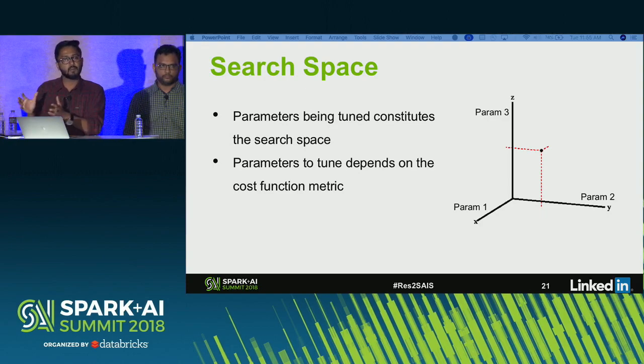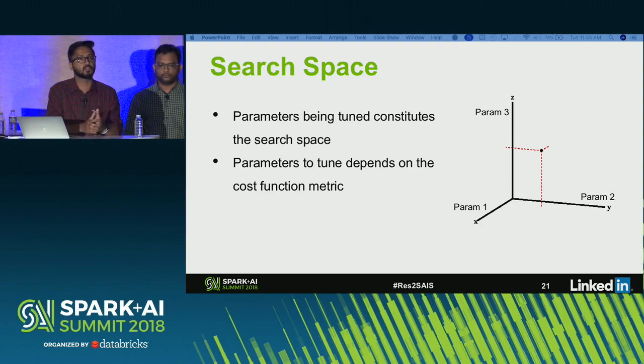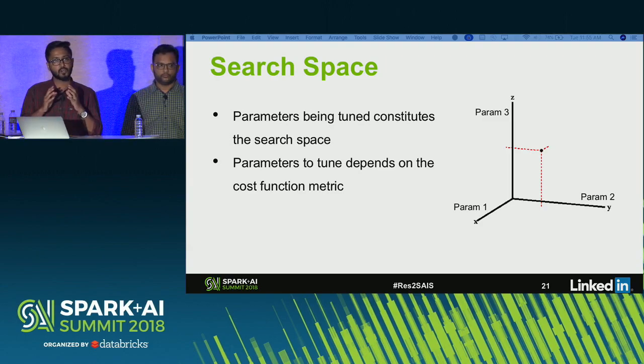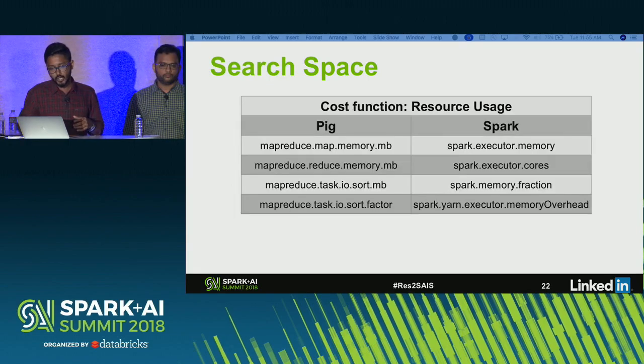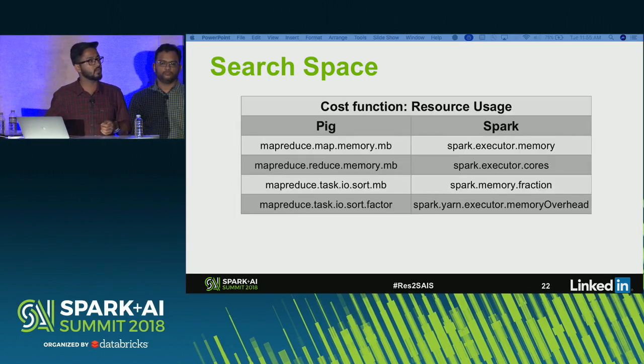So we are tuning a bunch of parameters. If somebody else wants to tune for, let's say, execution time, there'll be a different bunch of parameters to tune. So your parameters to tune depend on the cost function metric. I'll talk about the parameters which we are tuning with cost function as resource usage.